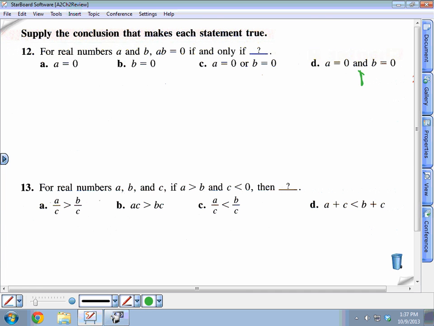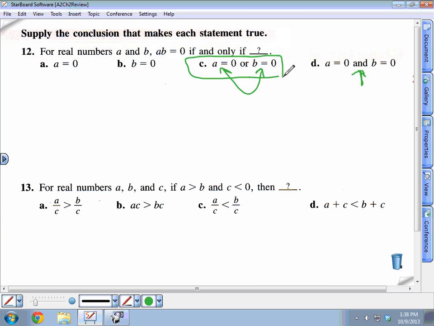They don't have to both be 0. The and says they both have to be 0 by the rules of logic. This says one or the other. If I have one or the other, that makes it true. I can't use A or B because that doesn't necessarily mean that B itself is equal to 0, because A could be equal to 0, and B doesn't have to be. So that's C.